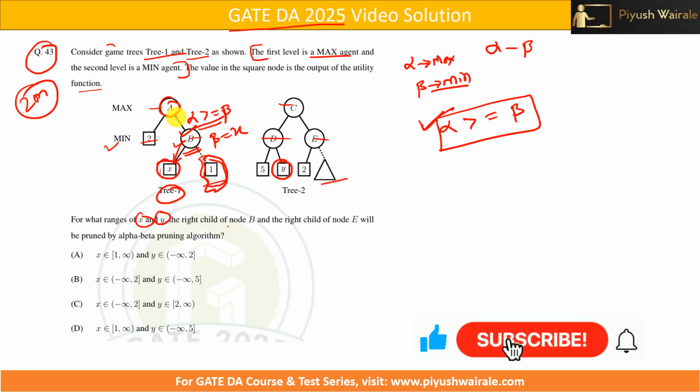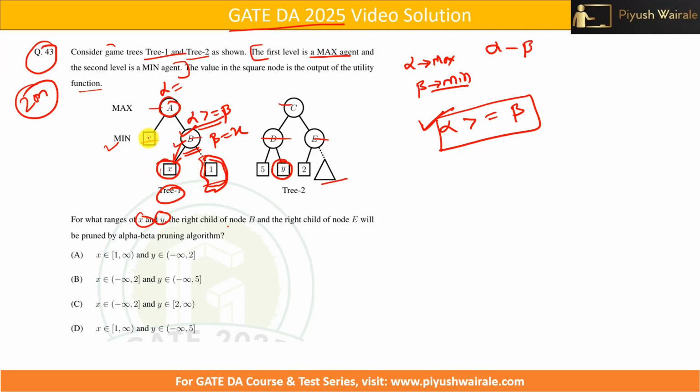And what about this max node A, what is the alpha value? Here the beta value is 2. From here I get a beta value equal to 2. Now if I go back here, alpha can take the value 2. Now if alpha is 2, what is the condition? 2 is greater than or equal to x. If we apply this condition, whenever the value of x is less than or equal to 2, we are going to prune the node.